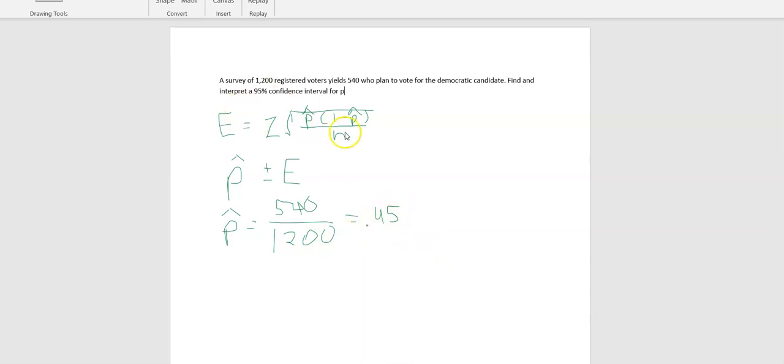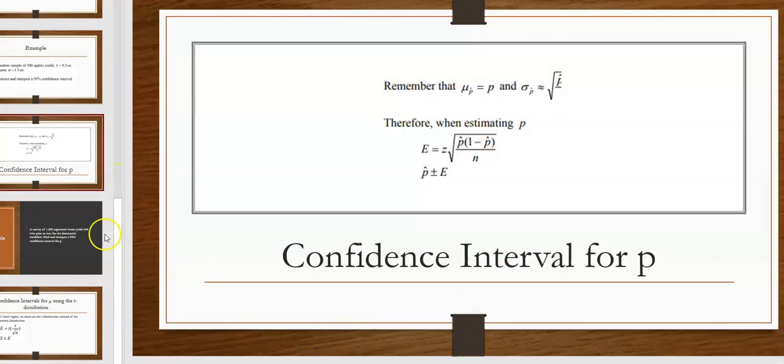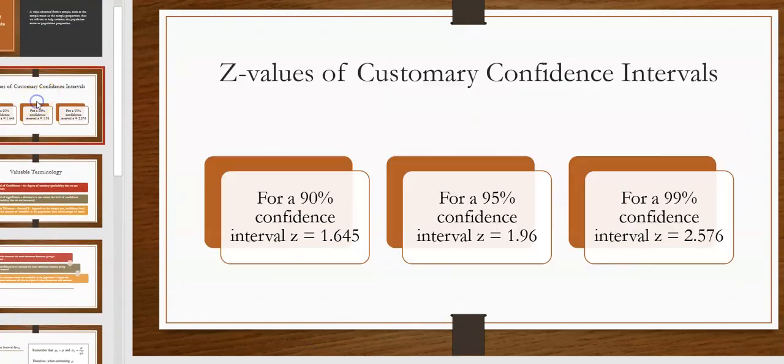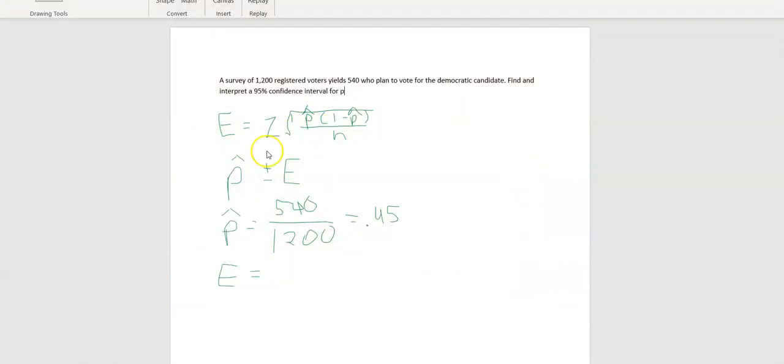All right, we are going to plug it first into the formula for E. Now we have a 95% confidence interval. If we go back to our confidence interval list, for 95%, we're going to use a z-value of 1.96. So let's fill in with 1.96 for z.